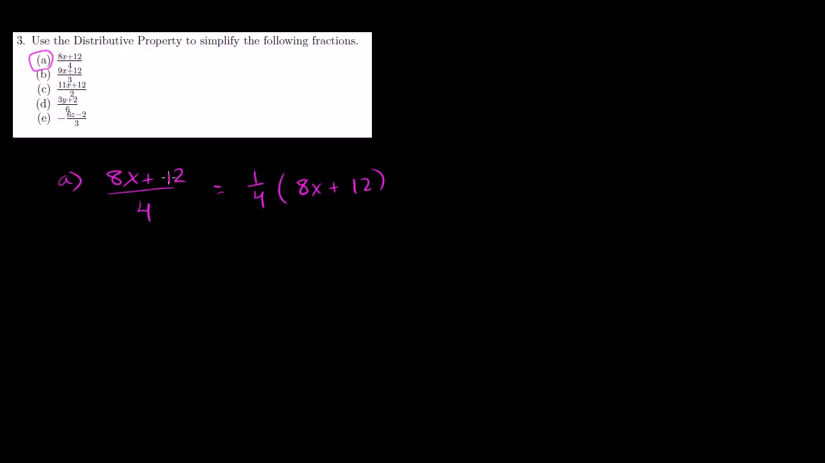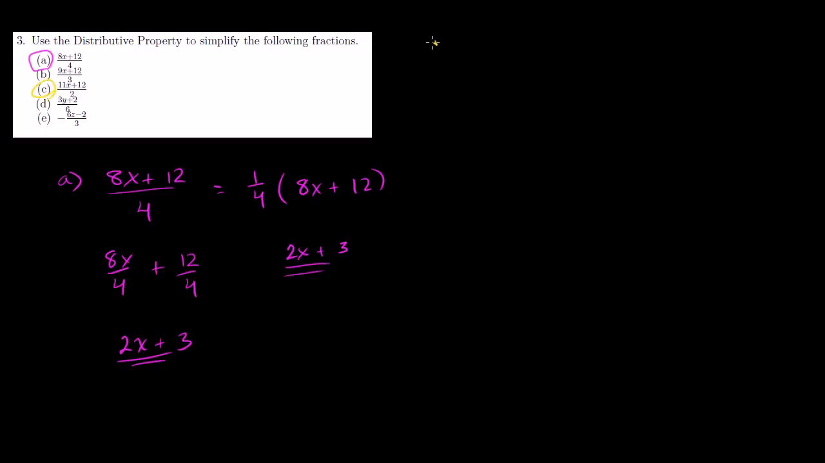Here you're dividing each by 4. Here you're multiplying each by 4. If you did it this way, this is the same thing as 8x over 4 plus 12 over 4. You're kind of doing an adding fractions problem in reverse. And then 8 divided by 4, this will be 2x plus 3. That's one way to do it. Or you could do it this way. 1/4 times 8x is 2x plus 1/4 times 12 is 3. Either way, we got the same answer.